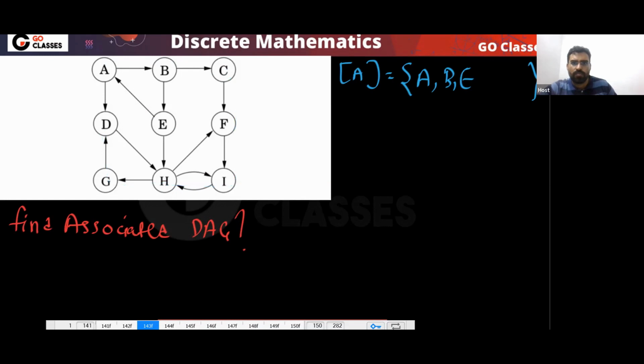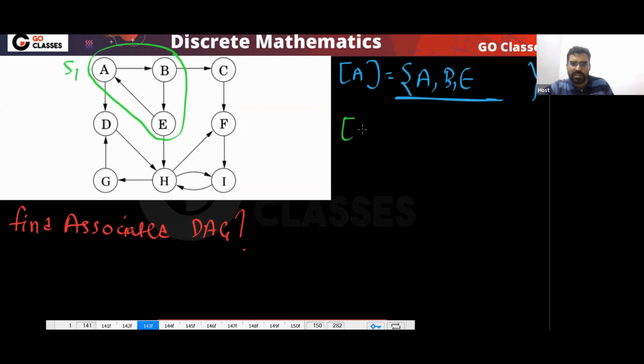No, you cannot go from C to A. What about D? Can you go from D to A? No, you cannot go. So I think only this will be there. Okay, so A, B, E. This will be your graph. So this will be strongly connected component 1.